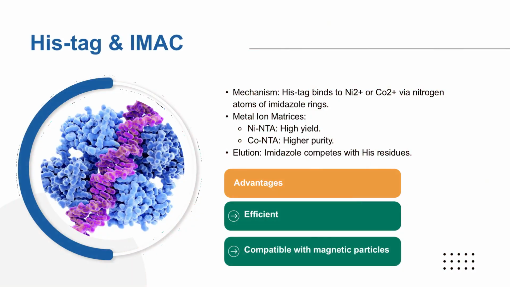The most commonly used tag is the His tag, which utilizes immobilized metal affinity chromatography. Histidine residues coordinate with metal ions like nickel 2+ or cobalt 2+, immobilized on a solid matrix. The His-tagged protein binds to these metal ions and is then eluted using imidazole. This method is efficient and well-suited for magnetic bead-based purification.